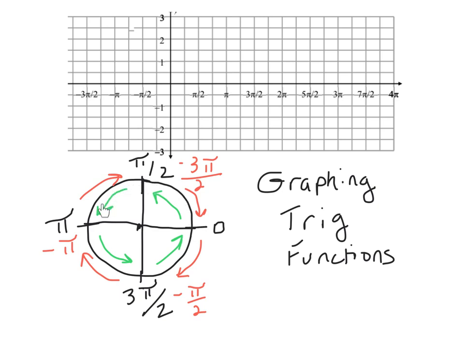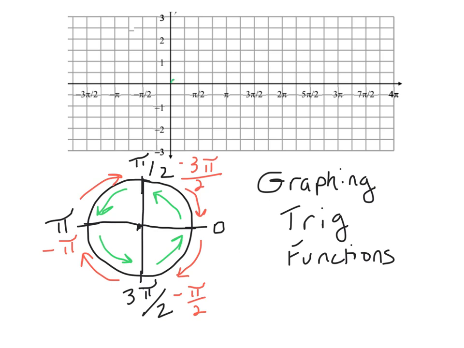So if we're going in the positive direction, then we're going up from the standard position. So up from the standard position, we'll end up at pi over 2. And then if we keep going, we'll end up at pi, and then 3 pi over 2, and then back to 2 pi. So where does that relate to on our graph? Well, that's these points right here on our graph.